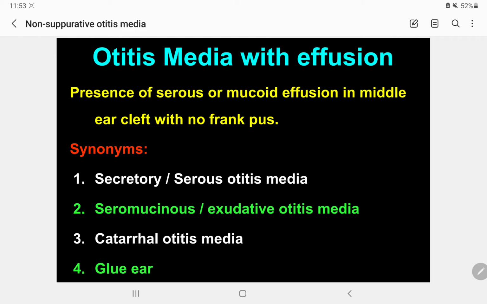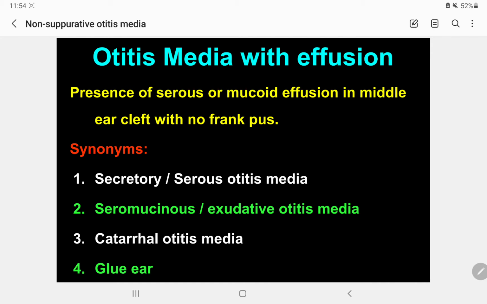So otitis media with effusion or OME is the presence of serous or mucoid effusion in the middle ear cleft with no frank pus, right? So serous or mucoid effusion should be present in the middle ear cleft, and there isn't any kind of frank pus, right?